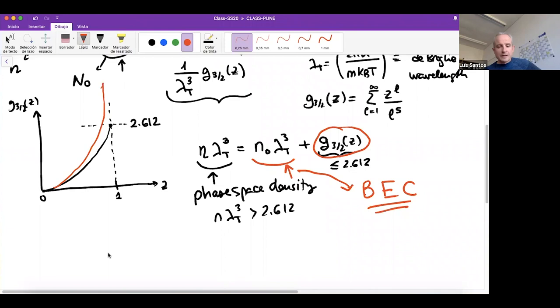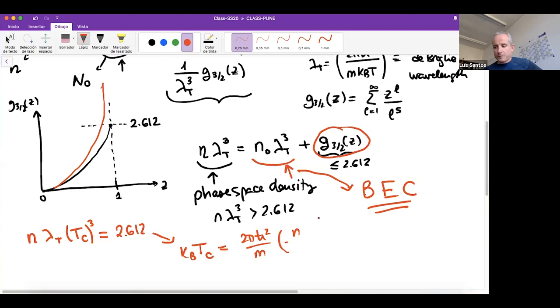Now, this condition, n lambda_T cubed, where lambda_T is this thermal length, is a function of temperature, right? So I can define a critical temperature for a given density such that this is equal to this magic number. And this gives me a critical temperature T_c, which with k_B in front is something like 2 pi h-bar squared divided by the mass, and divided by 2.612 to the power 2/3. This is the critical temperature for condensation.